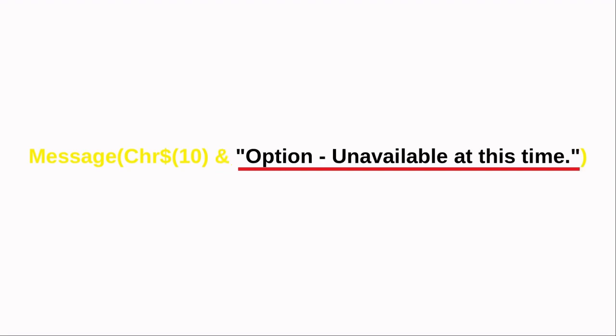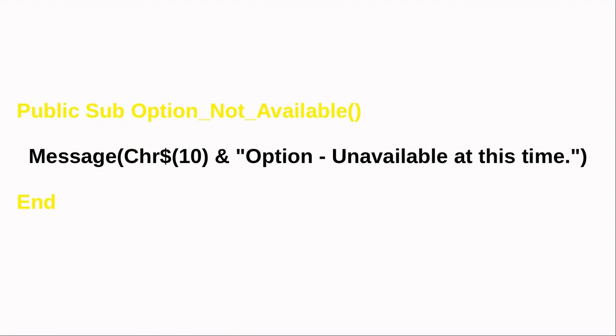This is followed by the actual message text within quotes, which will be displayed in the message box. So this pop-up message box will display a blank line followed by the text option unavailable at this time. You should note that printing a blank line at the start of the text is being used by me simply because I believe it improves the visual appearance of the displayed message.